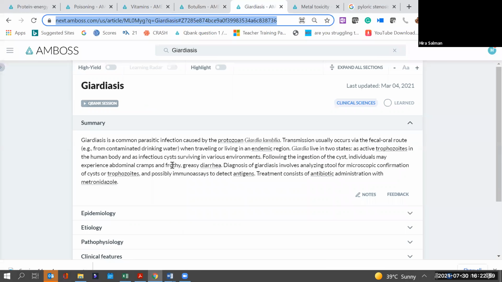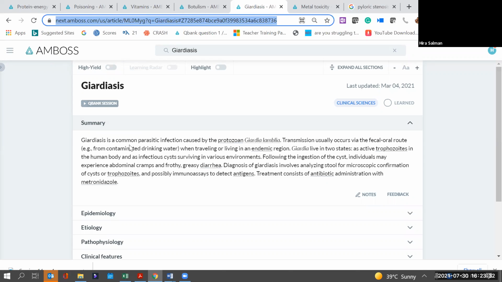So in giardiasis, again, this is one of the parasitic infections. Giardia lamblia is a parasite. So this is a parasitic infection by a protozoan. This transmission usually occurs by the fecal oral route. So if hand washing is not done properly, or with contaminated drinking water, the patient may get this giardia infection. And what is actually happening here? When traveling or living in endemic areas, those areas which are very endemic for giardia infection, if someone travels to that area, they may contract giardiasis.